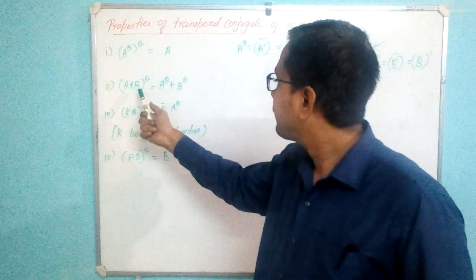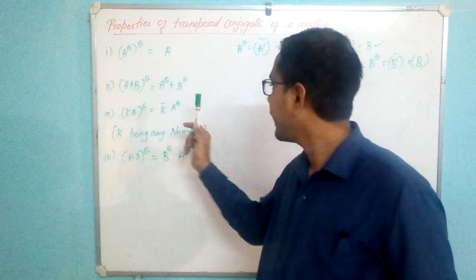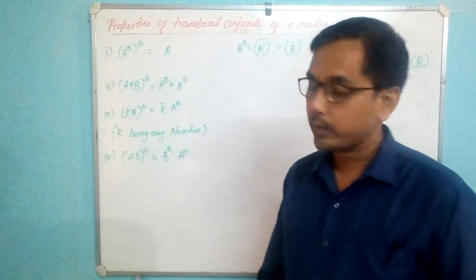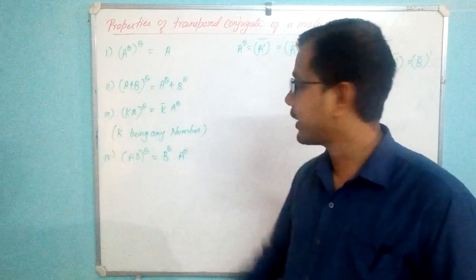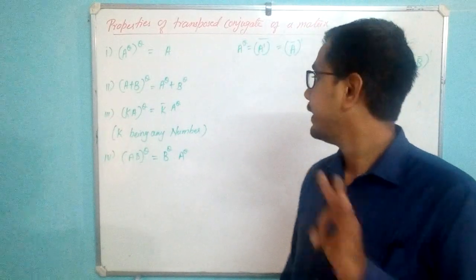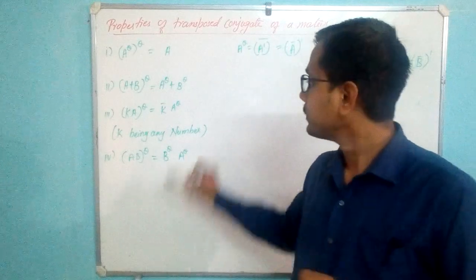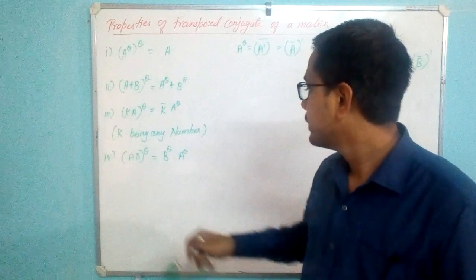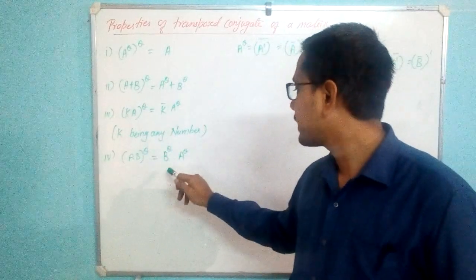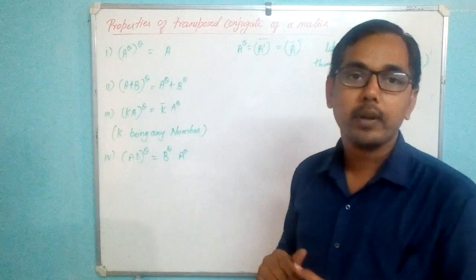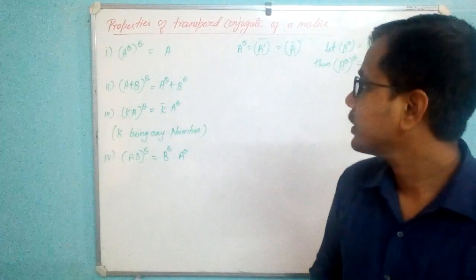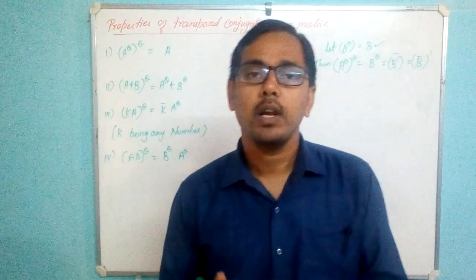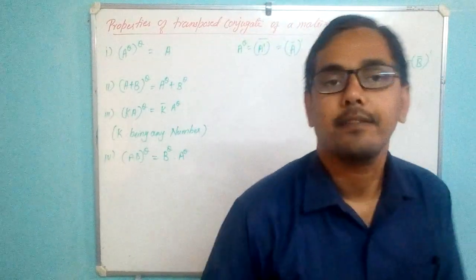Okay. Second one, A plus B to the power theta is equal to A to the power theta plus B to the power theta. And third one, k into A whole power theta is k conjugate into A power theta. What is k? K is any constant, right? And the fourth, A into B whole power theta is nothing but B power theta into A power theta. Okay. So this is how the properties are there. Now take a moment, have a glance at this.